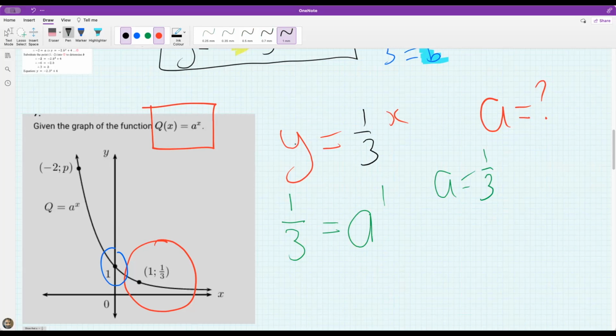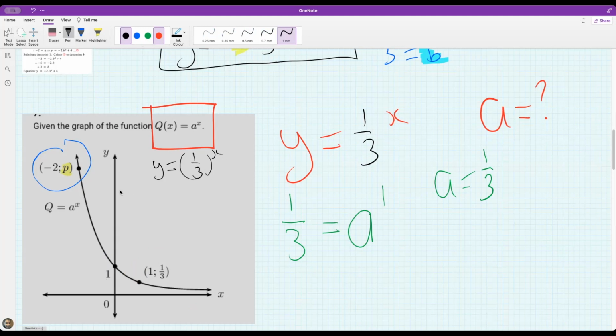Okay, next part of this question. I want you to figure out what is the value of p, the y coordinate of the point that is on this exponential function. So you now know what the equation of this exponential function is. If I tell you that there's a coordinate with minus 2 as its x value, what's the y value that goes with that? I want you to work out, or visually you could see it as whatever that value over there is. So work that out for me.